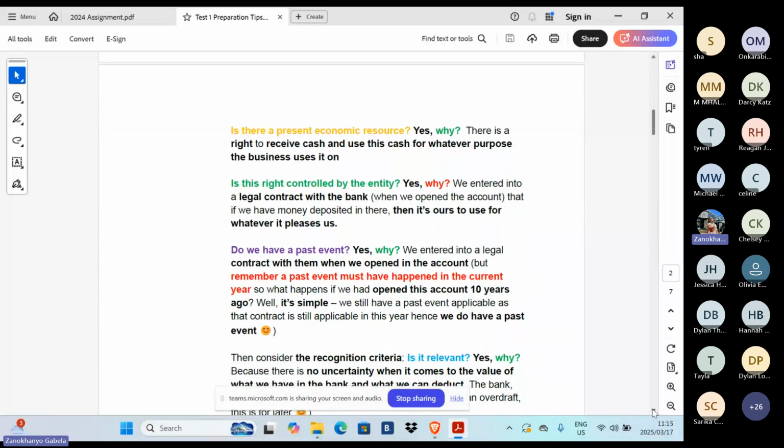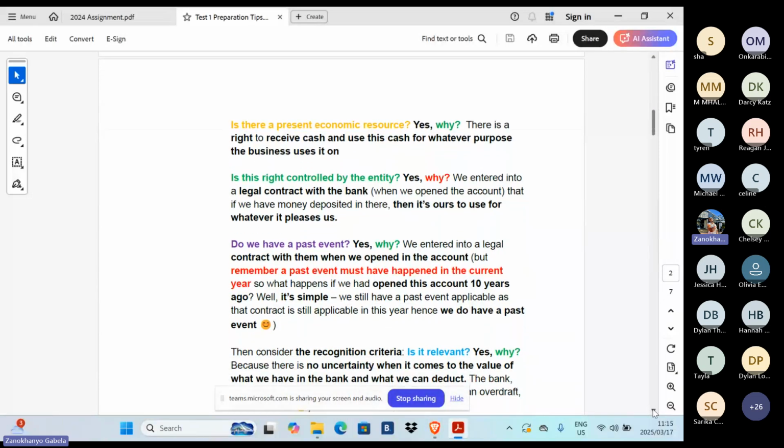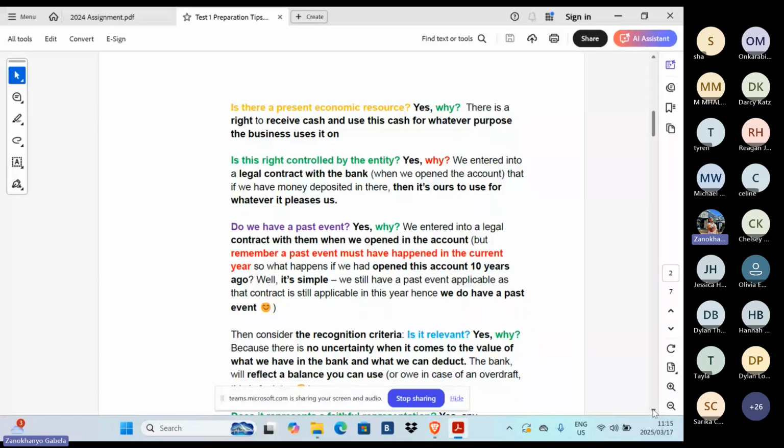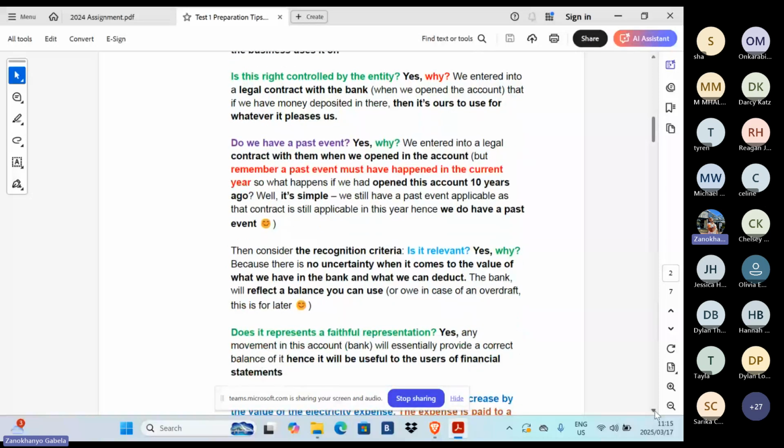Do we have a past event? Yes, we do. It's the day when we opened this account. But remember, a past event must be something that happened in the current year. So what happens if we had opened this bank account 10 years ago or 20 years ago? Do you notice how that is not in the current year? So do we still have a past event? The answer is very simple. Yes, we do. Why? Because all those laws and legislative requirements recorded when we entered that contract are still applicable in the current year. Hence, we do have the past event, right?